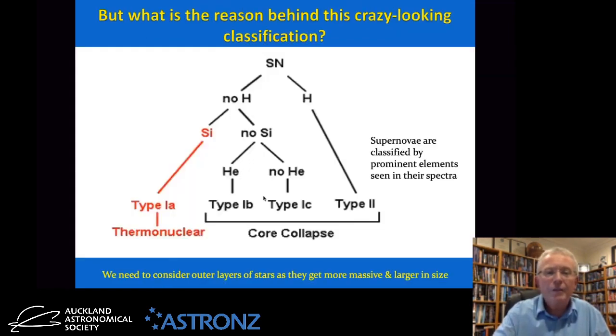Let's just go back to, here we go. So you're seeing no hydrogen because the outer layer is being blown off, no silicon because that only comes from the white dwarf, the oxygen and the carbon, and you're seeing helium in a medium-sized massive star, and the really, really big stars, you don't even see the helium and no silicon. So you can see where that's all coming from. That's all caused by the collapse, the core collapse of a massive star.